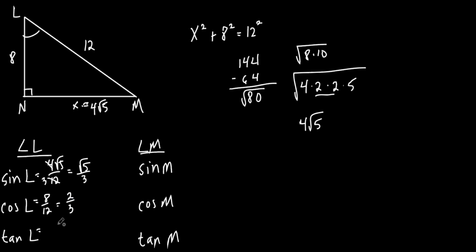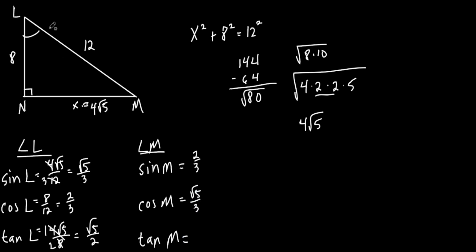Okay, opposite over adjacent. So we've got 4 square root of 5 over the adjacent, which is 8. Simplify, right? 4 goes into that once. 4 goes into that twice. So it's the square root of 5 over 2. Now, what can we do over here? The sine of M would be the same thing as what? Cosine of L. So really, understanding that saves you a little bit of work. Agreed? The cosine of M is the same thing as the sine of L. It's not an inverse. It's just the same thing. Square root of 5 over 3.